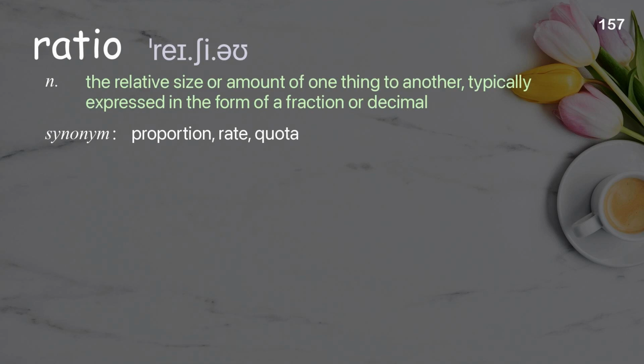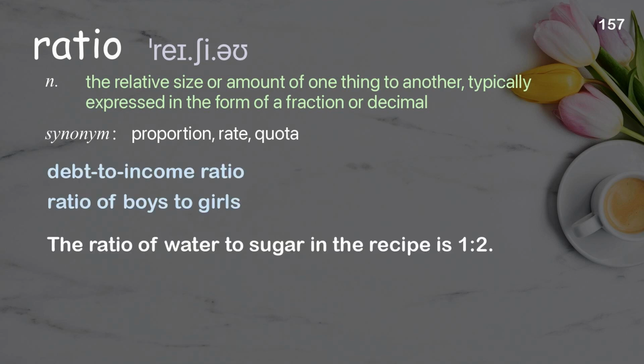Ratio. The relative size or amount of one thing to another, typically expressed in the form of a fraction or decimal. Examples. Debt-to-income ratio. Ratio of boys to girls. The ratio of water to sugar in the recipe is 1:2.